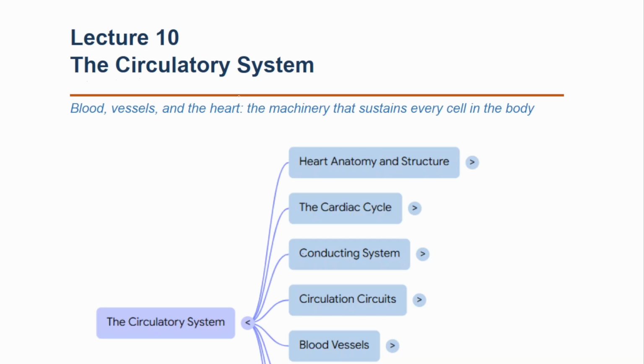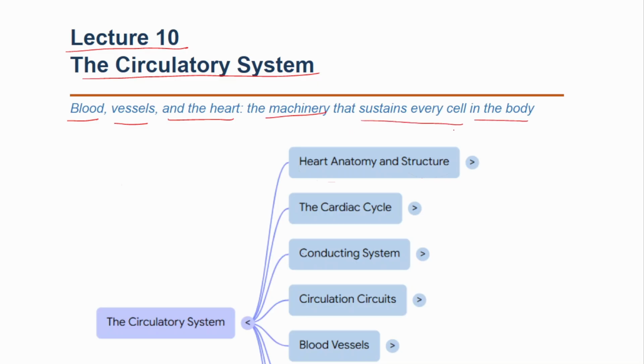Welcome to IMAT Tutor. In this high-yield overview, we are launching Lecture 10 of our IMAT Biology series, where we dissect the entire human circulatory system. Think of the circulatory system as the ultimate biological infrastructure, a sophisticated network of blood, vessels, and the heart, working in unison as the fundamental machinery that sustains every single cell in the human body.